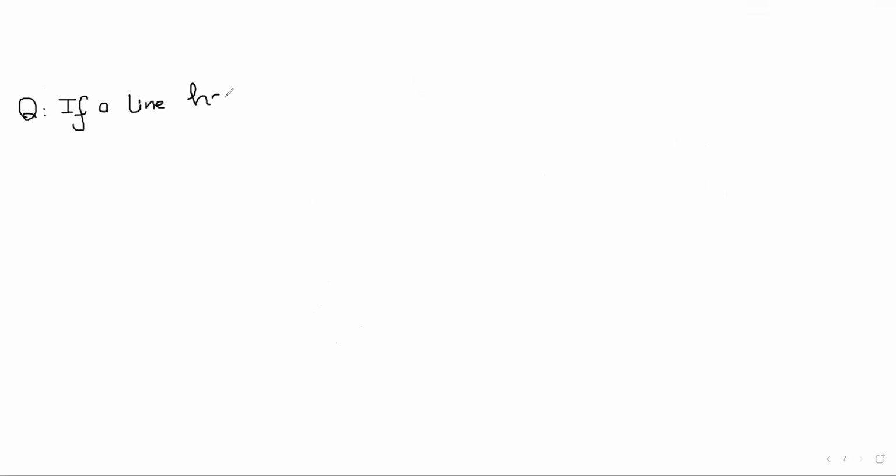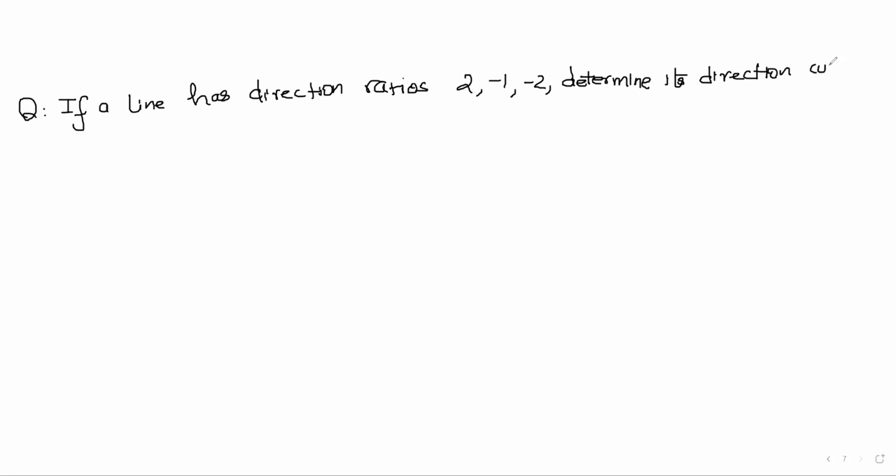If a line has direction ratios 2, minus 1, minus 2, determine its direction cosines. All of you please try this one.